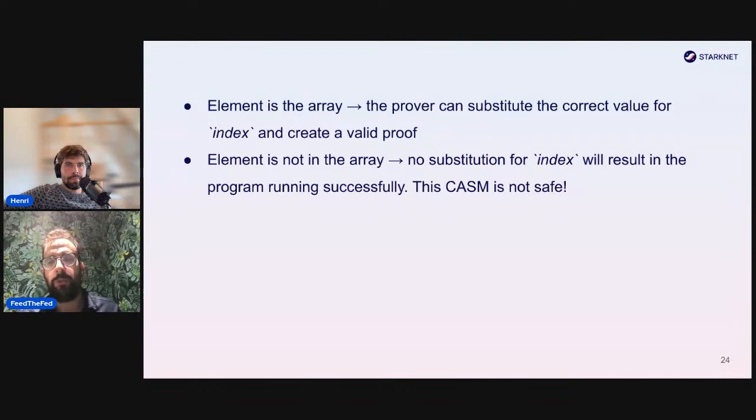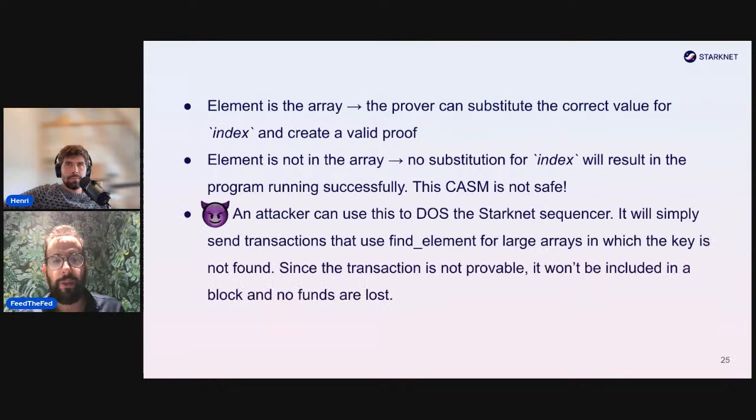This means that I won't be able to prove it, which means I will never be able to charge money for it. Because if I can't prove the block, I can't get fees for it. Okay, so what's the problem? I have a very simple denial of service attack on the sequencer. Just define a very large array and call find element on a key which is not there. Since this transaction is not provable, you will not get compensation for the work that you did up until the point you discover the element is not present.